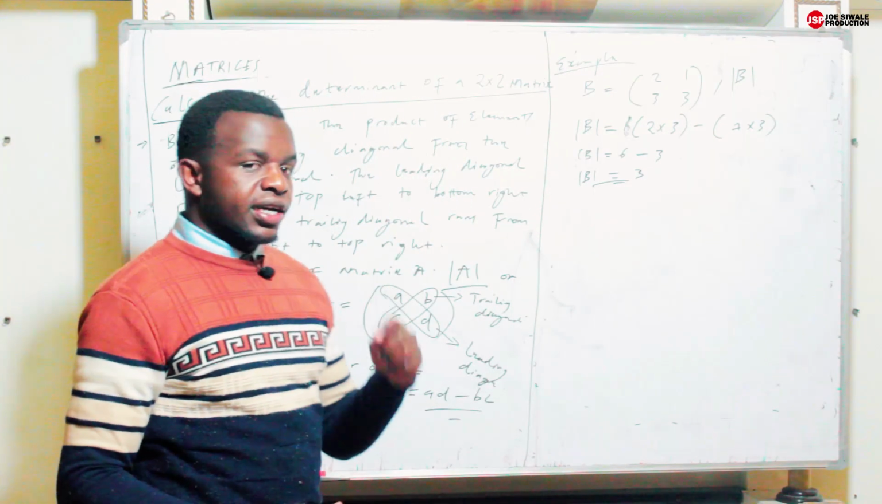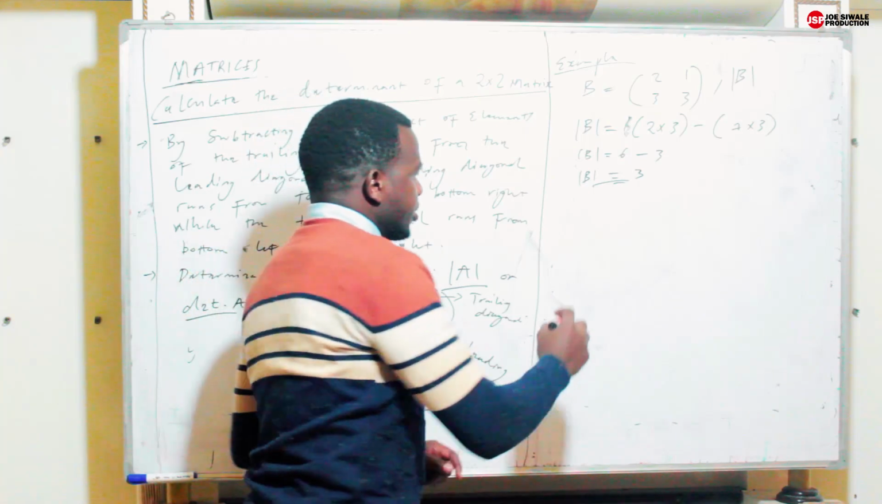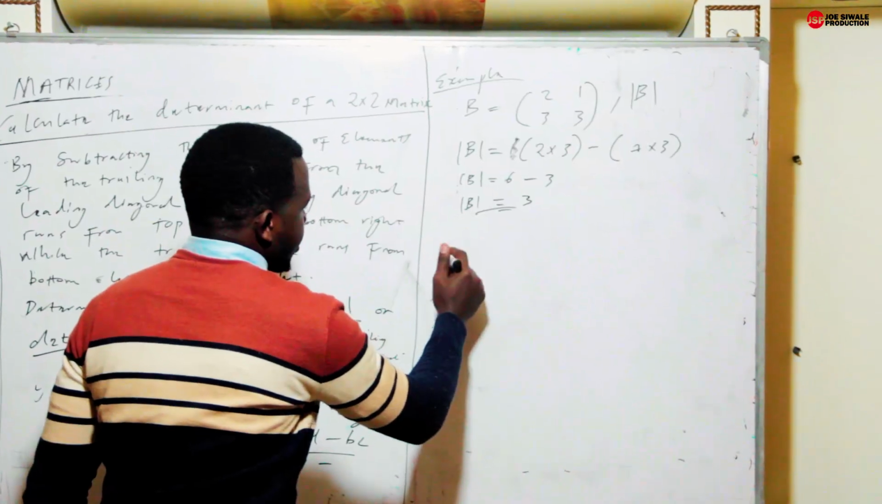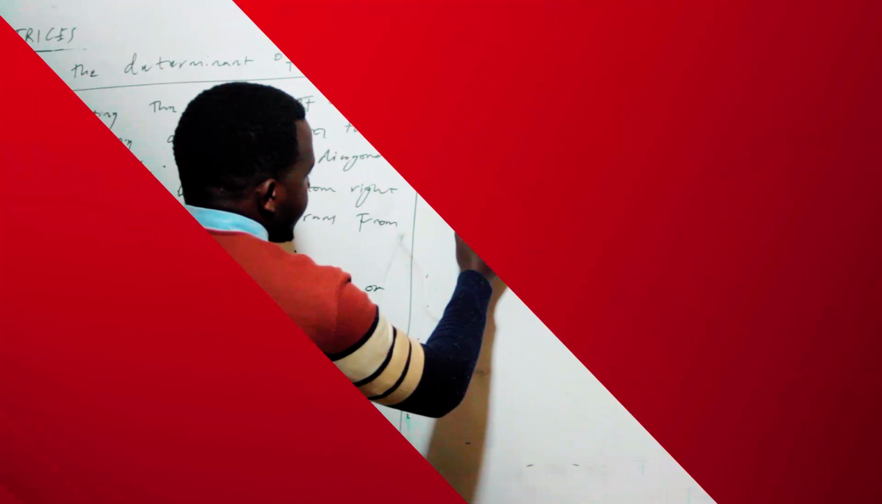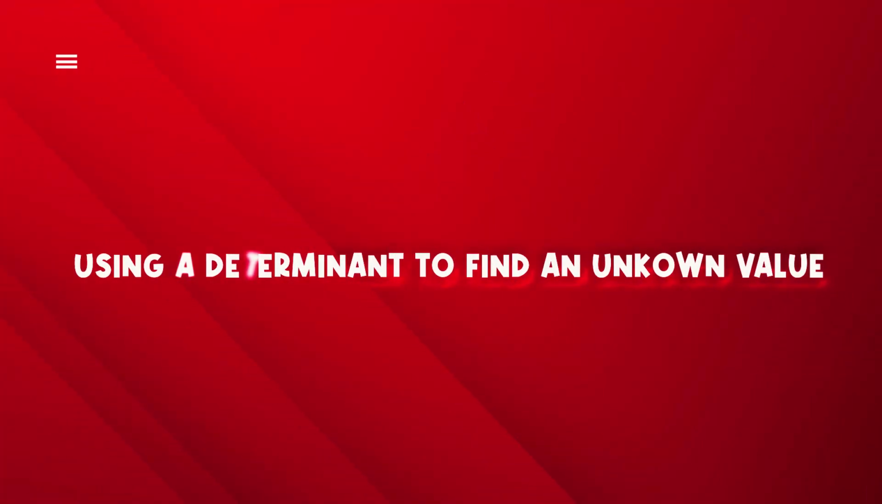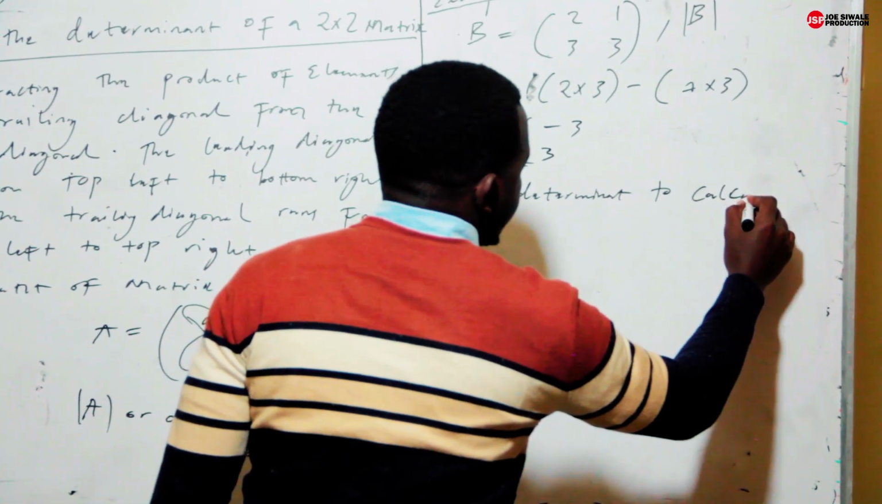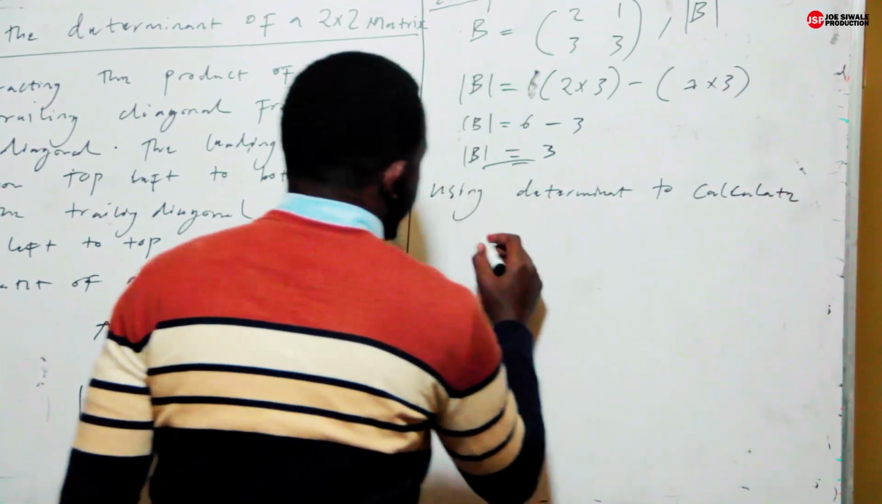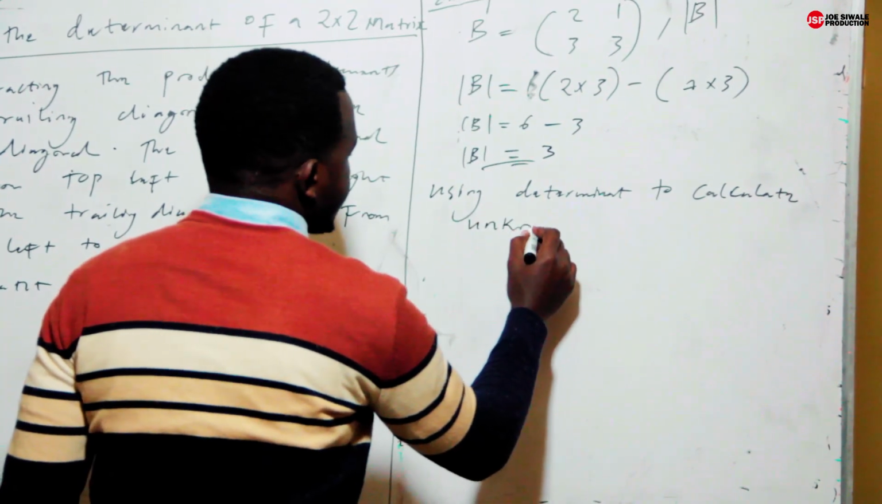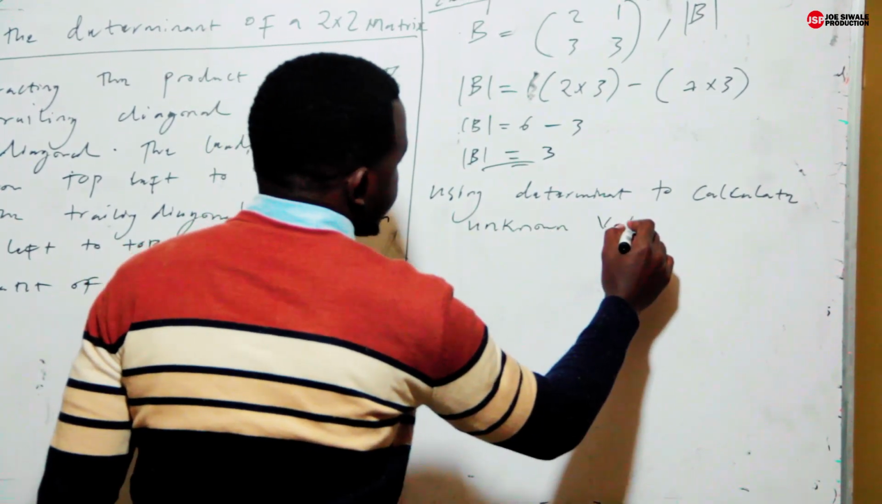Let us look at another example. So another example, we are going to say using determinant to calculate unknown value.